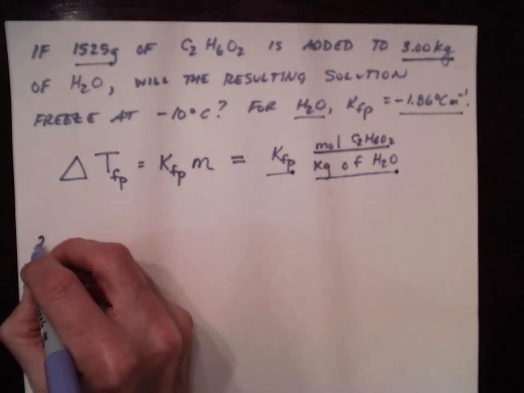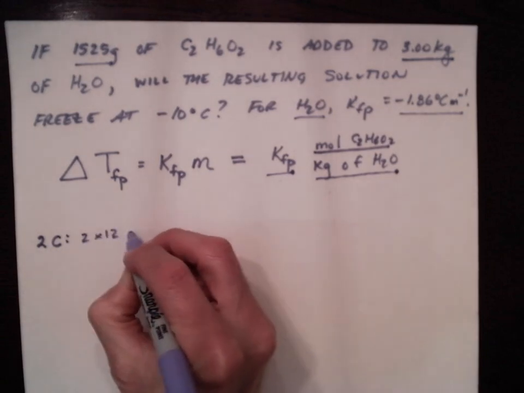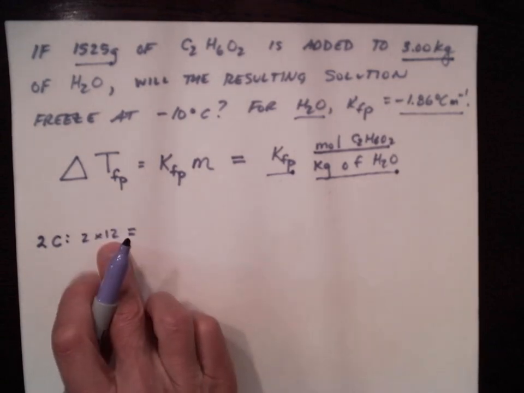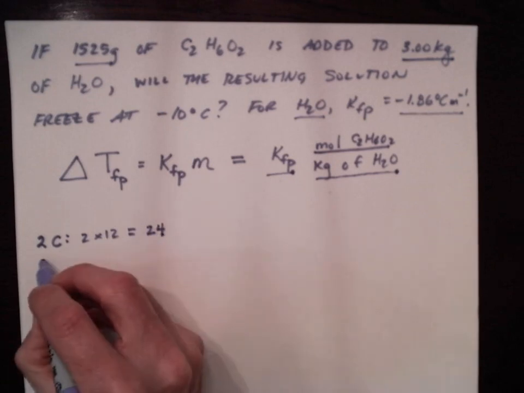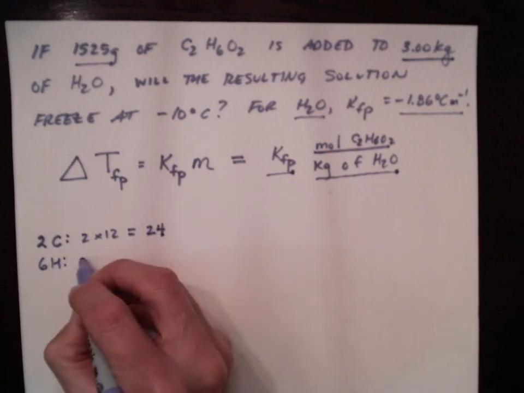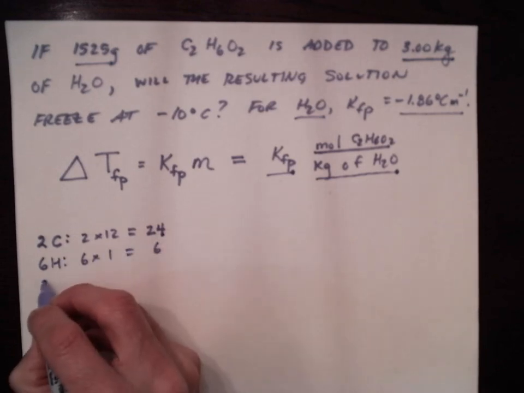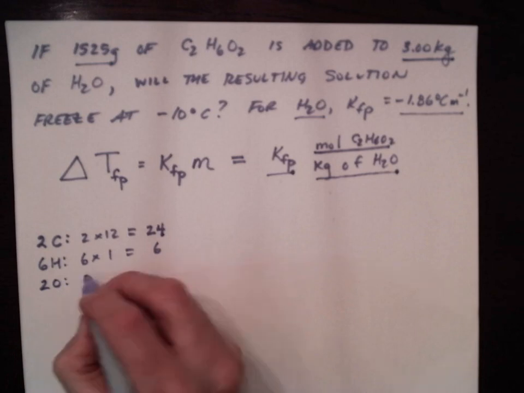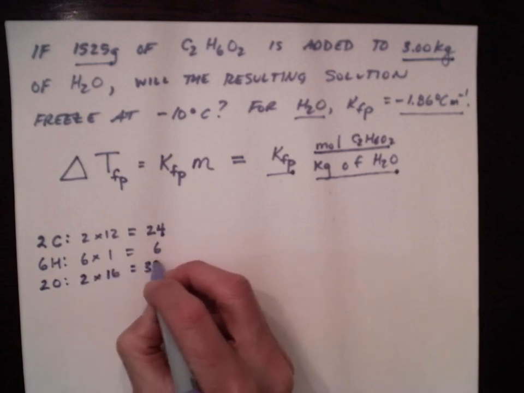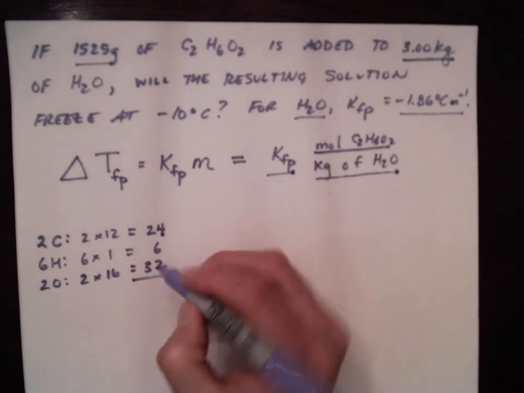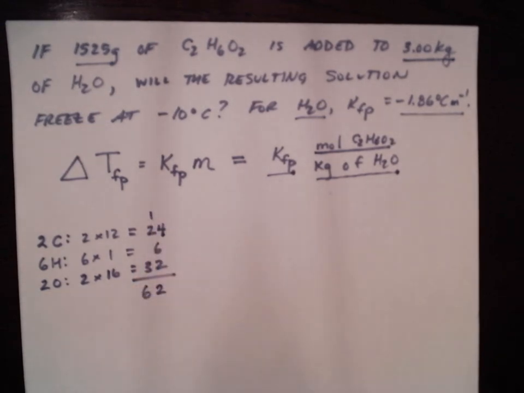So let's see, I have 2 carbons. It's going to be 2 times 12 grams per mole, found on the periodic table. That'll be 24. For hydrogen, we have 6 hydrogens. It's going to be 6 times 1 gram per mole for a total of 6. And then we have 2 oxygens, so that'll be 2 times 16 for a total of 32. If we add that up, that's going to be 62 grams per mole.